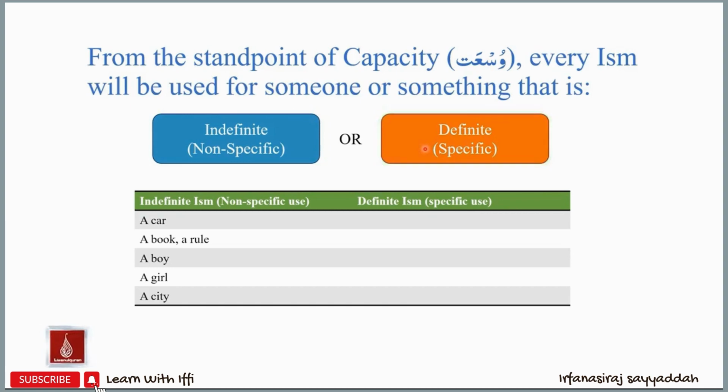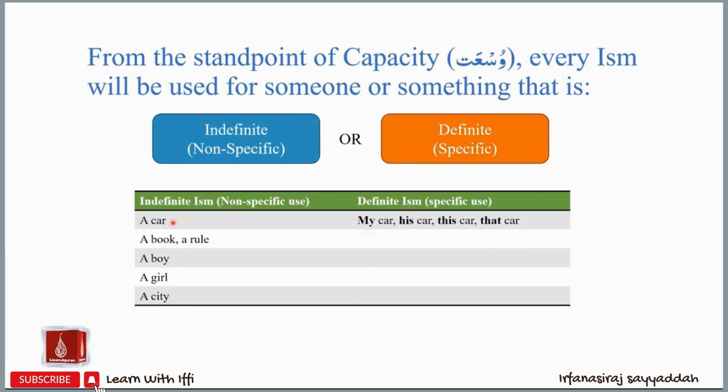Let us look at some examples. An example of an indefinite ism can be a car, meaning that we are referring to any car, not any specific car. The definite examples will be my car, his car, this car, that car. In these examples, we are talking about a specific car, not just any car.